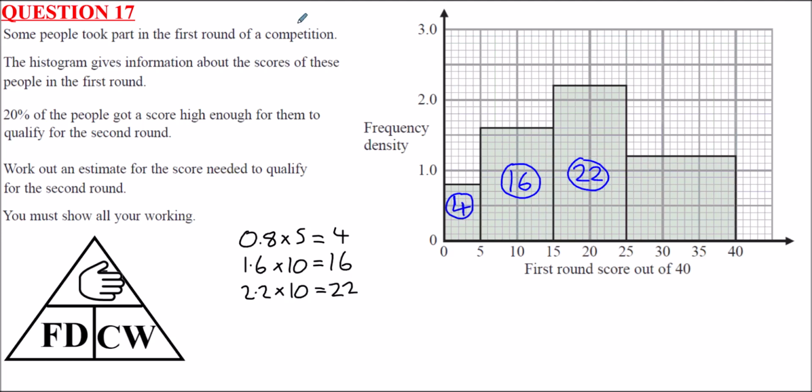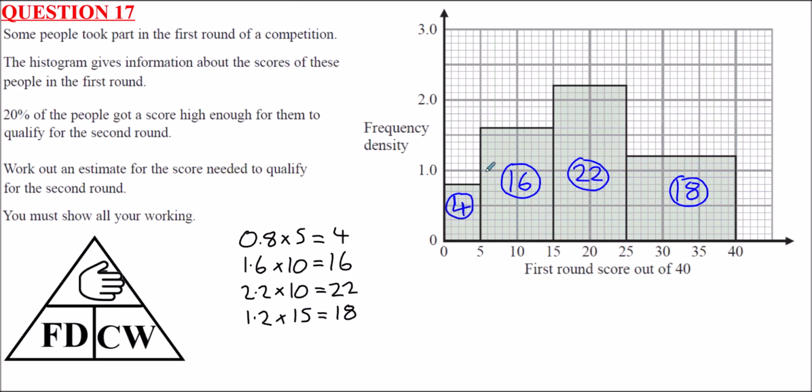And the fourth and final bar has a class width of 15 and a frequency density of 1.2. So the frequency represented by this bar is 1.2 multiplied by a width of 15, which should give you 18 on your calculator. So this one here, 18 people in total.